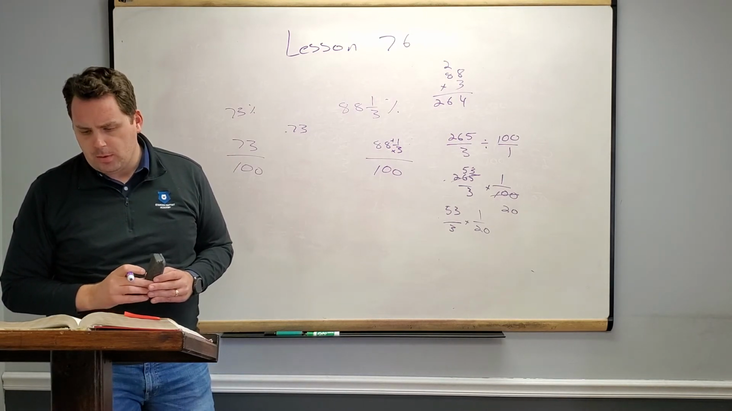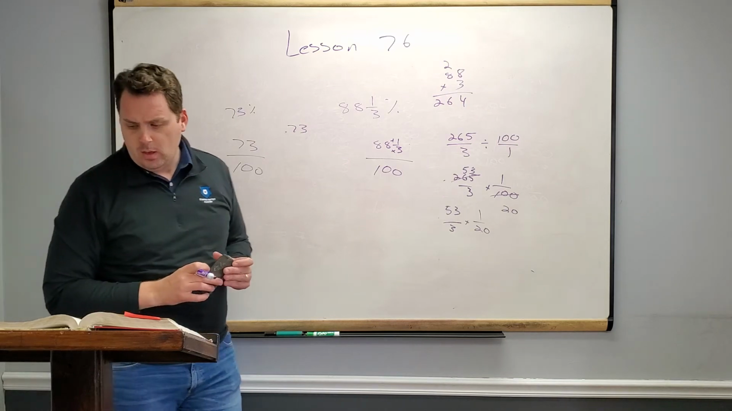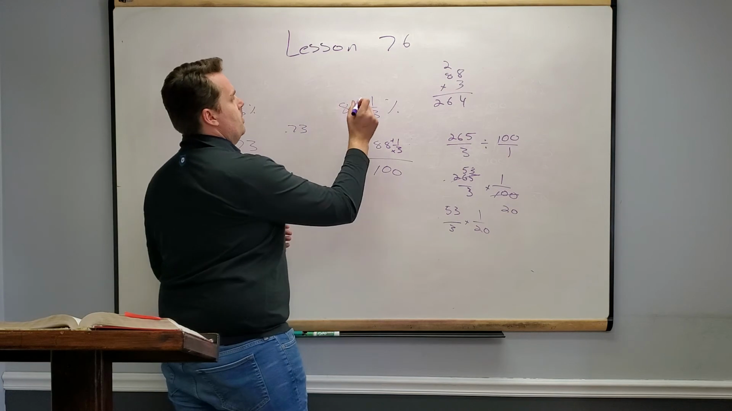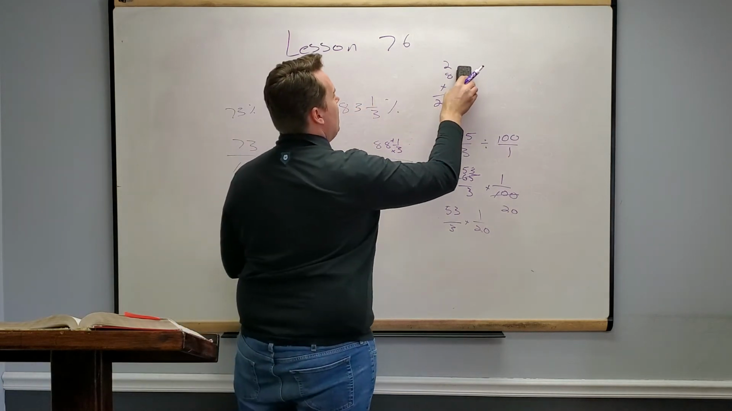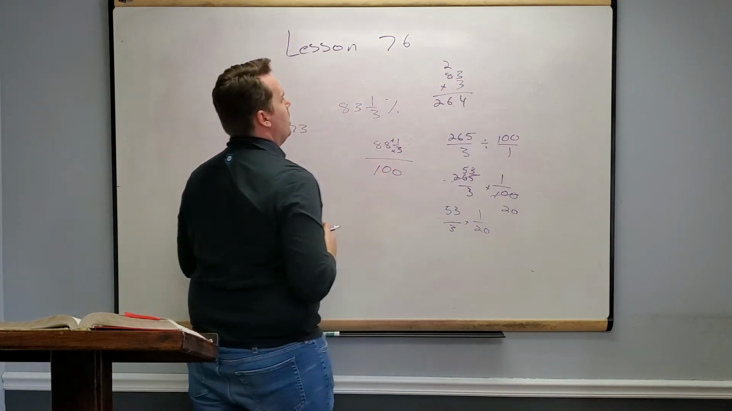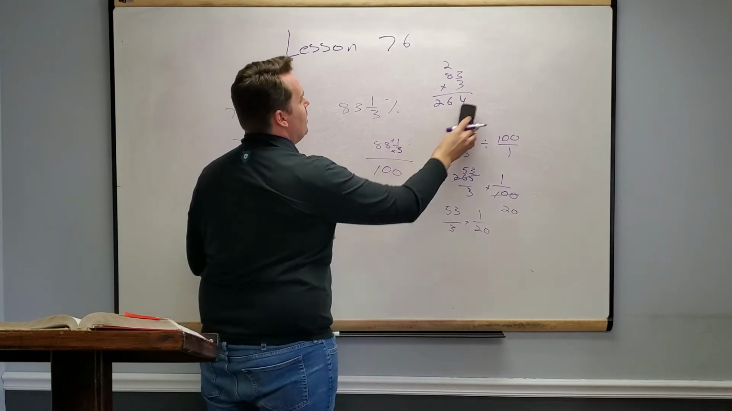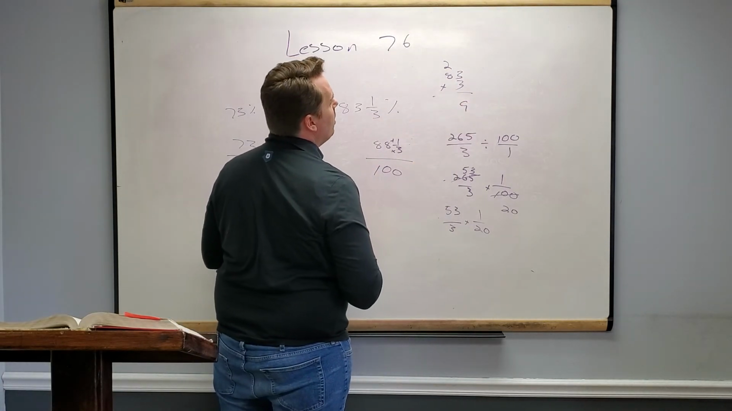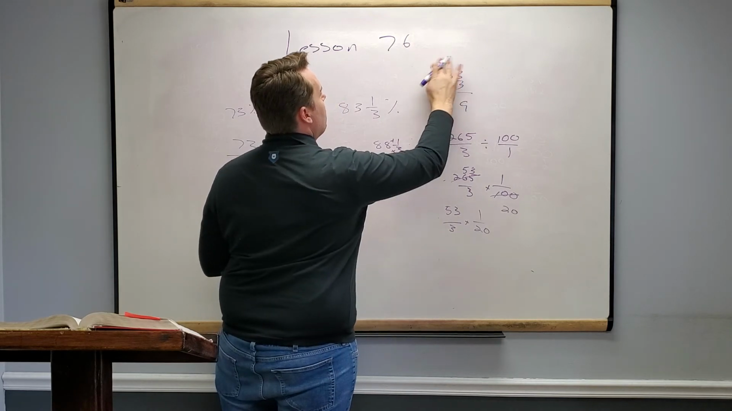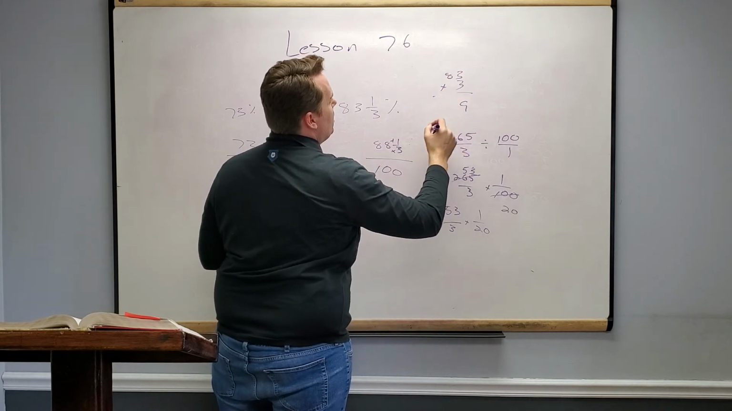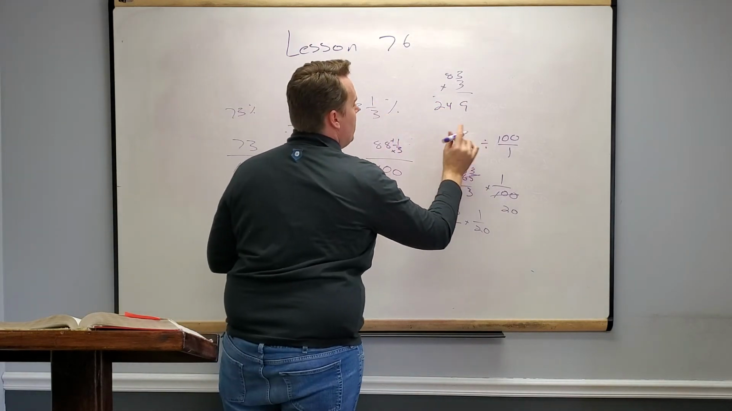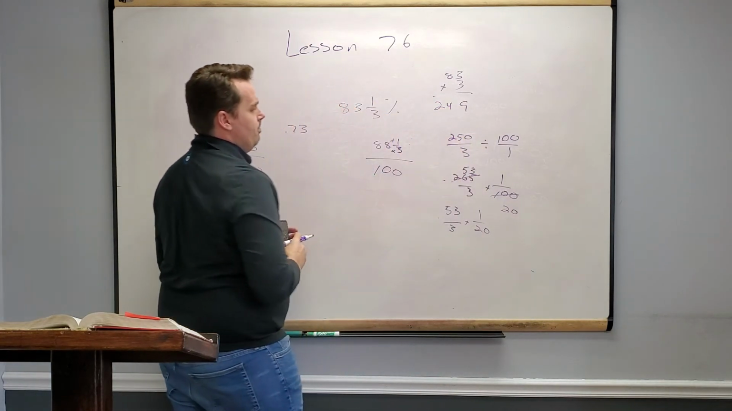83 and 1/3 is 250 over 3. It's 83. Oh, good job, class. 83, okay? All right, so it's 83 times 3. 3 times 3 is 9. 3 times 8 is 24. It's 249 plus 1. Should have made this 250.